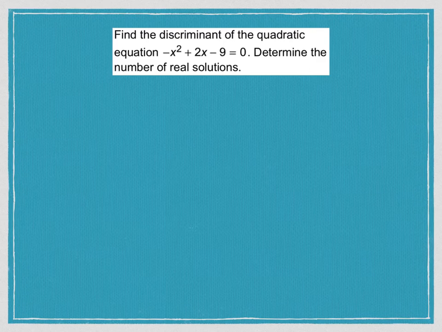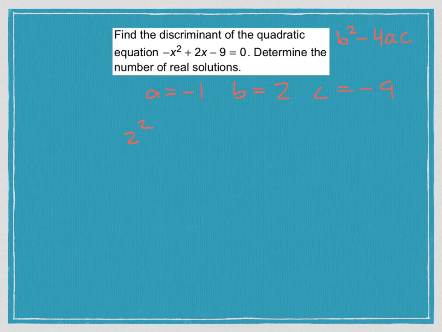Okay, so find the discriminant of the quadratic equation and determine the number of real solutions. So all we have to do here is find the discriminant. What's the formula that gives us the discriminant? b squared minus 4ac. So it's just what's going to be under the square root, but we're not using the square root. So in this equation, what's our a? -1. What's our b? 2. And what's our c? -9.